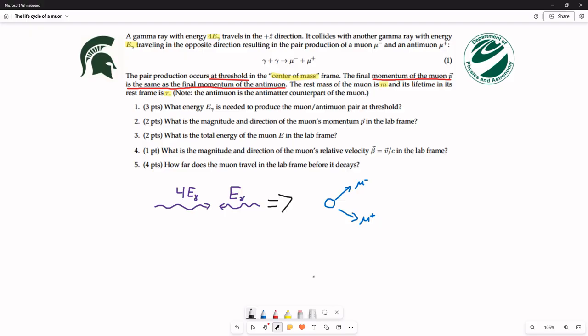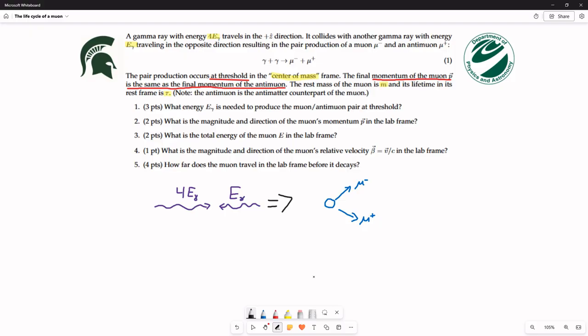A gamma ray with energy 4 E gamma travels in the plus Z direction. It collides with another gamma ray with energy E gamma traveling in the opposite direction, resulting in the pair production of a muon and an antimuon. The pair production occurs at threshold in the center of mass frame. The final momentum of the muon is the same as the final momentum of the antimuon. The rest mass of the muon is m, and its lifetime in its rest frame is tau.